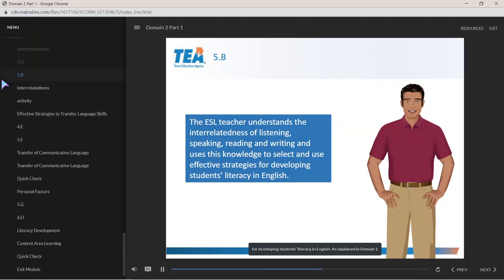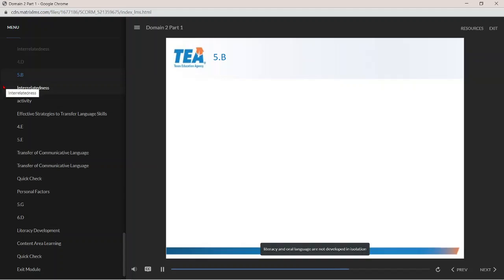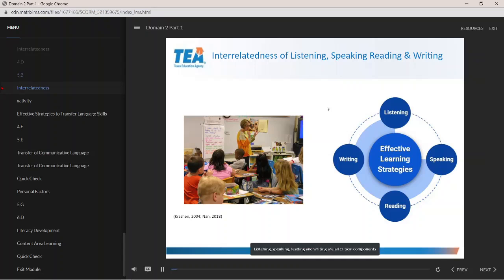As explained in Domain 1, literacy and oral language are not developed in isolation, and many effective strategies overlap to develop both oral language and literacy skills. Listening, speaking, reading, and writing are all critical components of our interrelated linguistic system. The ELPS, 2009, recognized this importance. So incorporating the ELPS into instruction is not only a requirement but also makes practical sense when developing language proficiency.